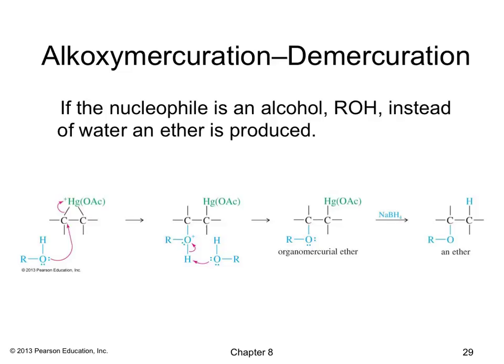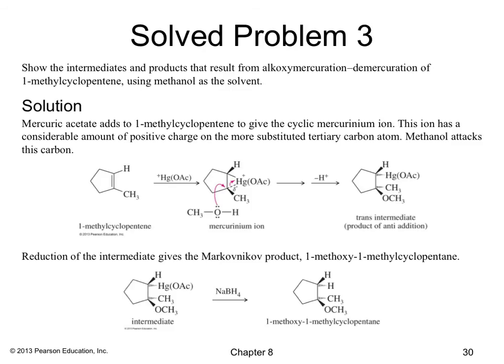Alkoxymercuration, demercuration. So if the nucleophile is an alcohol, ROH instead of water, then an ether is produced. So you can have ROH shown here coming and attack the more hindered side, so now you have ROH. Another ROH will deprotonate so that you have RO, so now you're generating an ether, with sodium borohydride replacing the mercuric acetate with a hydride.